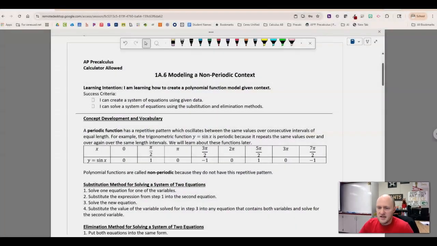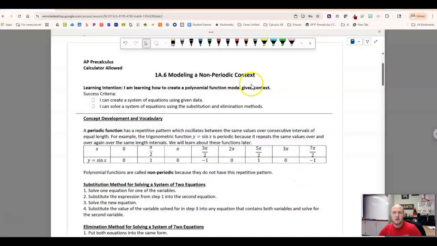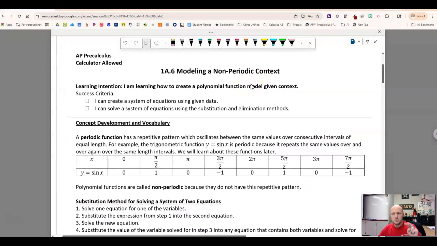So today we are going to be successful if you can create a system of equations, meaning two equations, using given data, and you can solve the system of equations using the substitution and/or elimination methods, as well as solving by graphing, as well as running a regression. These are topics that I will talk about.